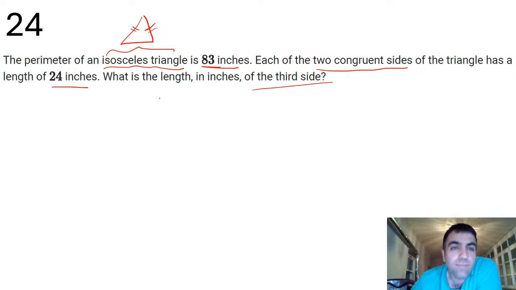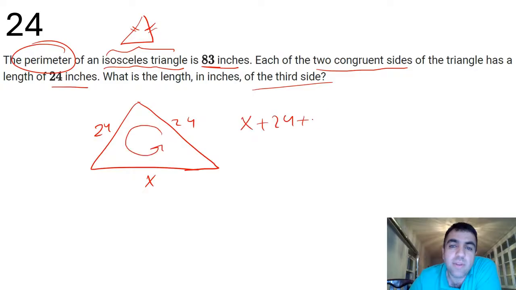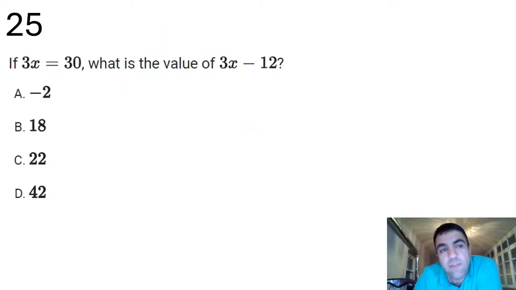Let's solve. Let's say this isosceles triangle is 24, 24, right? And the third side is x. The perimeter means we should add these three numbers. x plus 24 plus 24 is equal to 83. x plus 48 is equal to 83. If it is plus at the left side, it should be minus at the right side. x is equal to 35. You were right, Fear, 35. 25th question.